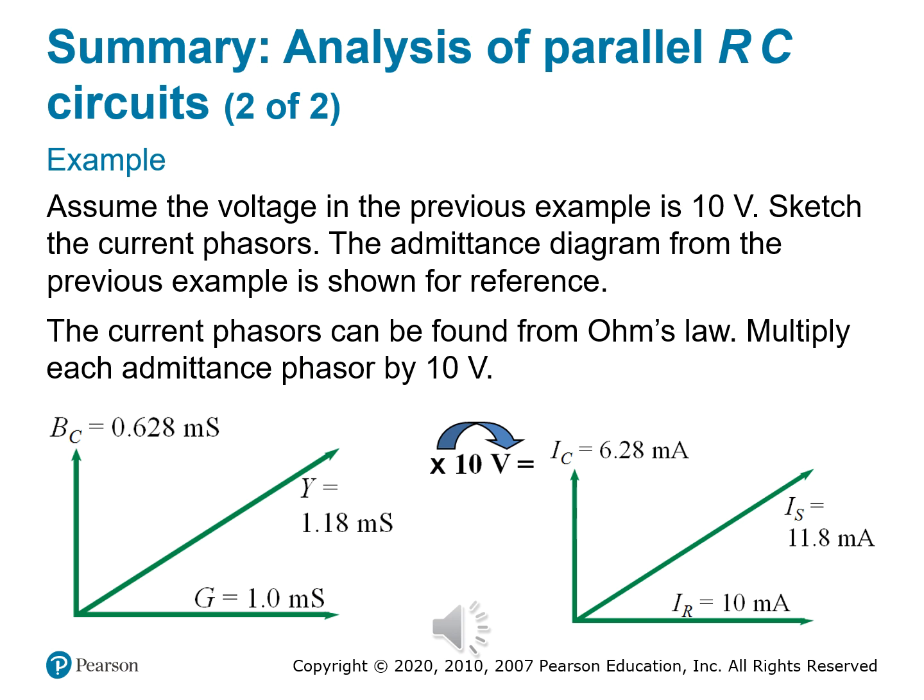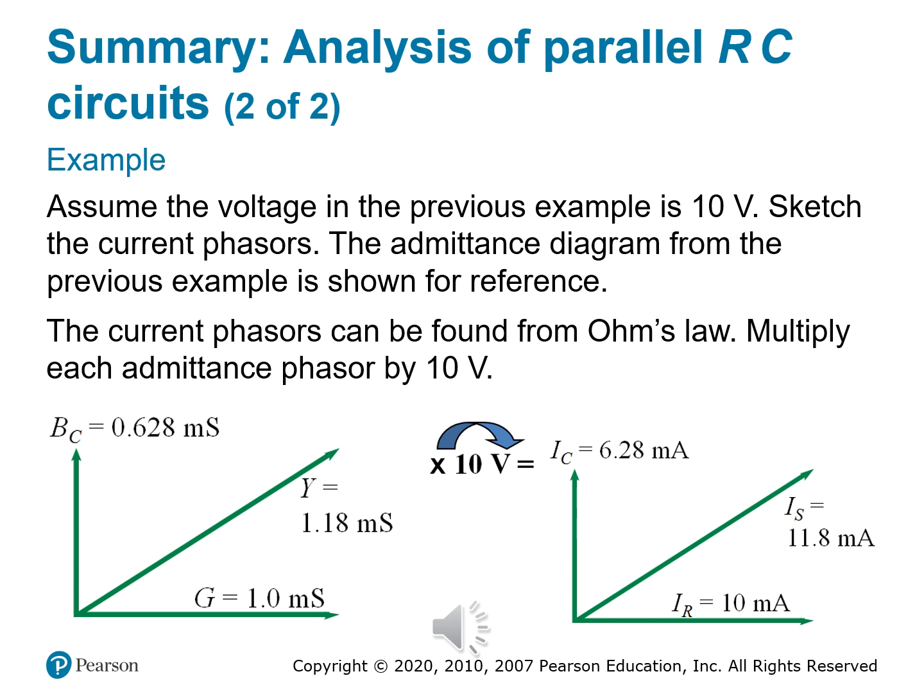We're going to be applying a 10-volt source to the circuit. And again, we're going to be applying Ohm's law, but in admittance style. To find the current in each branch, you just multiply the admittance phasor by the voltage. So again, I is equal to V times Y. Current is equal to voltage times admittance.